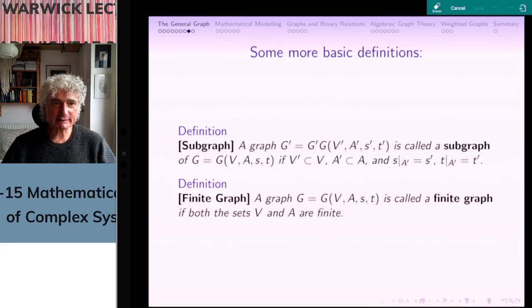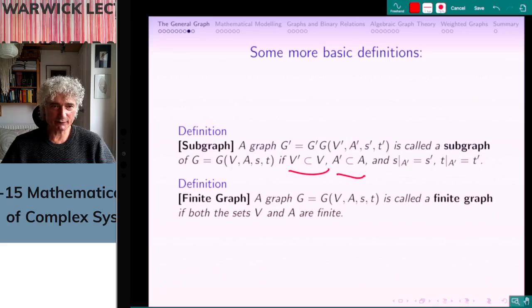And it has the requirement that, obviously, the vertex set must be contained in the original vertex set V. Then also the arrow set must be contained in the original arrow set A. And then the restrictions of these mappings must be exactly according to the mappings restricted to the subsets of the subgraph.